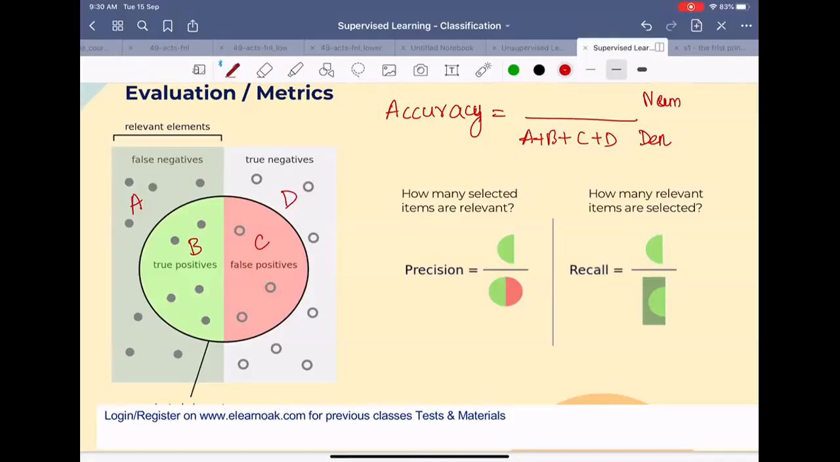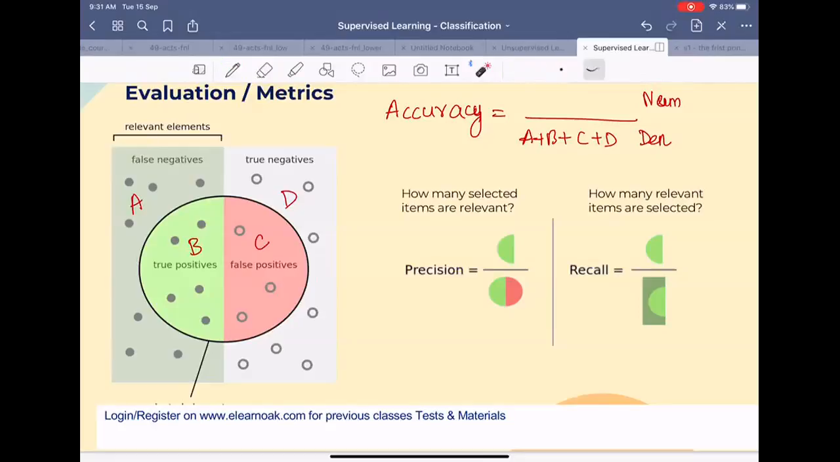Now, the most interesting question: what will be in the numerator? That is, when are we right? In which sections are we right? A, B, C, and D. Which sections are we right? People are saying B and C. Some are saying B and D. Great, I have mixed answers. So mixed answers tell me that I need to explain this concept.